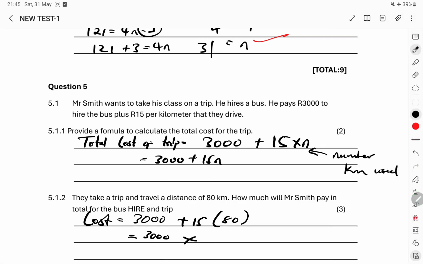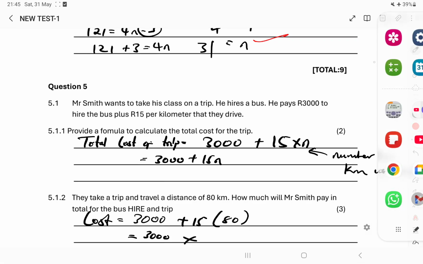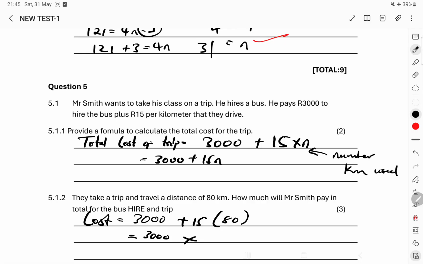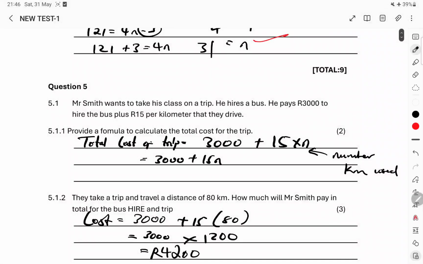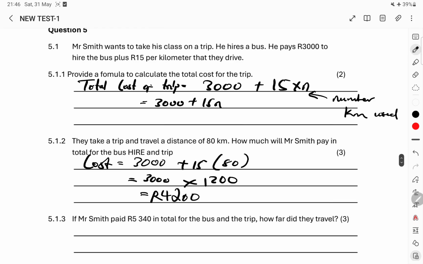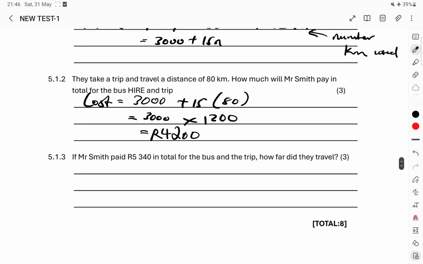Means the total cost will become 3,000 plus, I go and use my calculator, 15 times 80, which is 1,200. Means the total cost will become 4,200 rands, whereby it is 3,000 for hiring the bus and 1,200 for driving 80 kilometers, whereby each and every kilometer it is 15 rands, right? Then let us go to 5.1.3. If Mr.